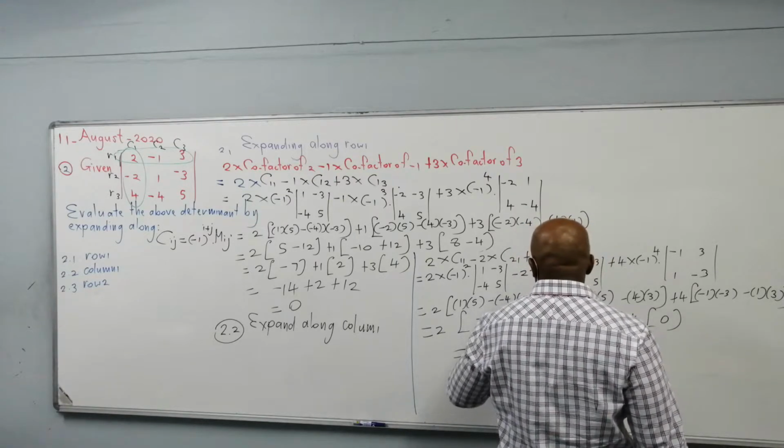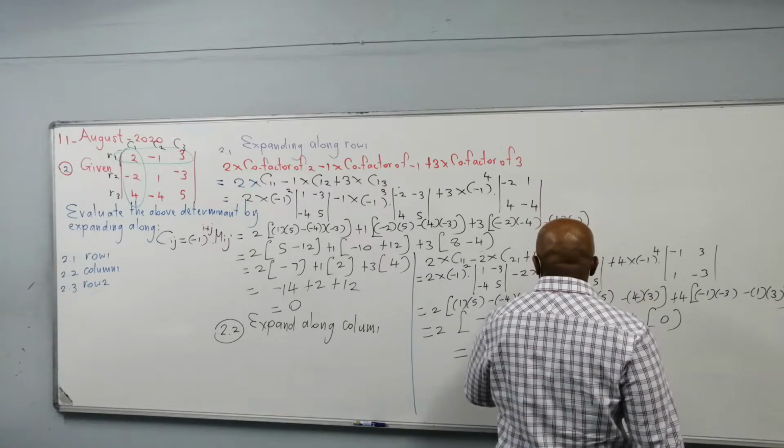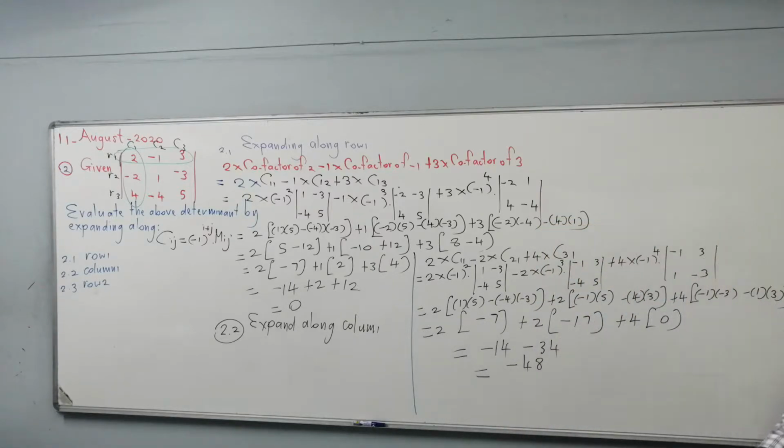So that's minus 48. Correct? Double check. I think you made a mistake. Where am I? Minus 36. By the 4, so it's negative 4 times 3.